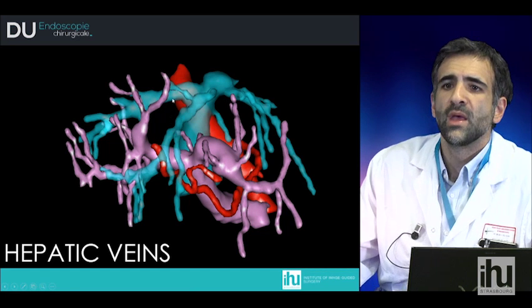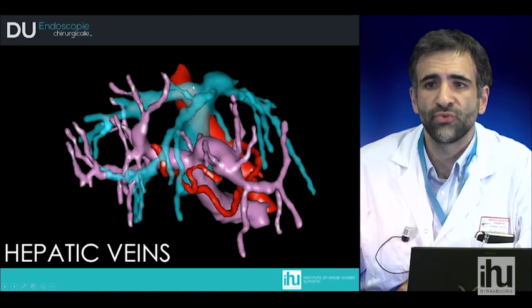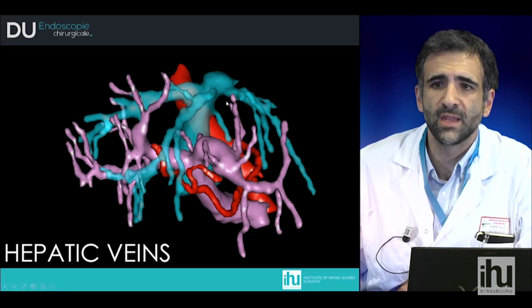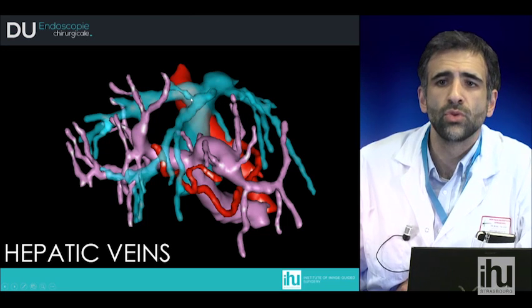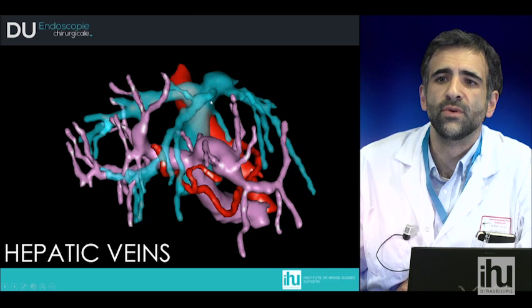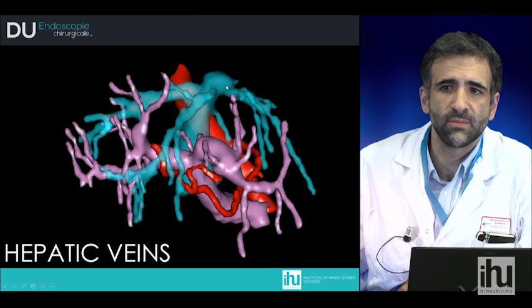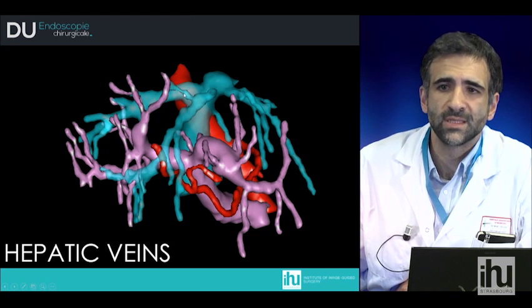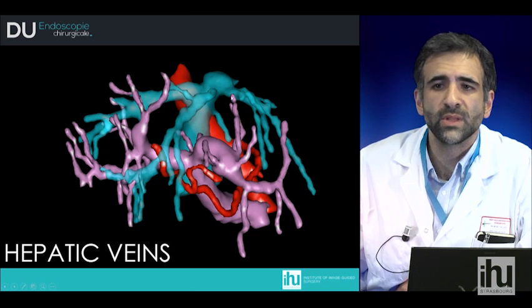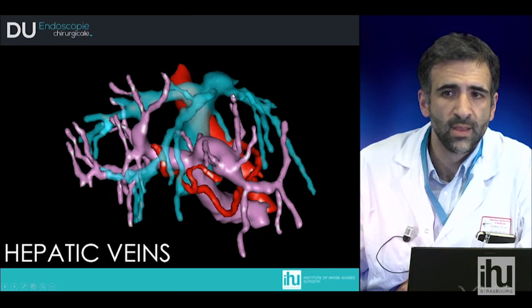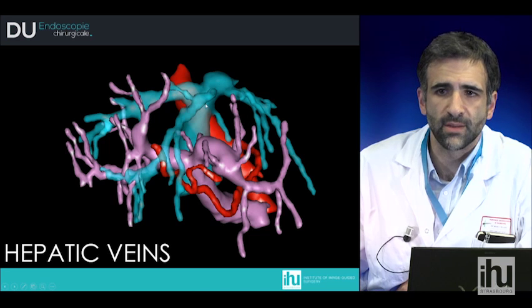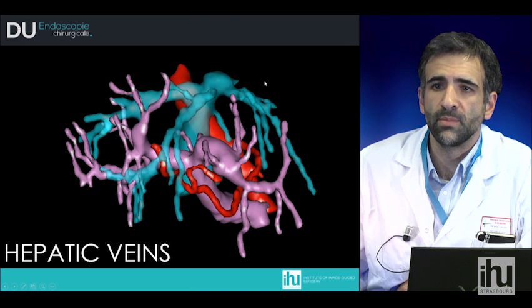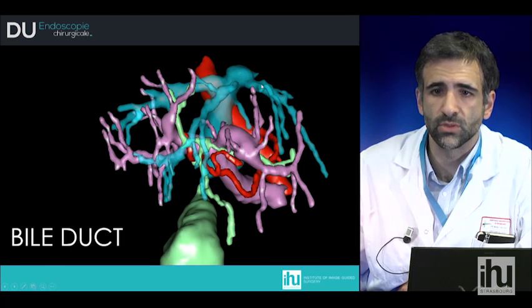Moreover, we can identify three hepatic veins: the left hepatic vein, the middle hepatic vein, and the right hepatic vein. The left and the middle hepatic veins come from the same trunk, which is called the common trunk of the vein, and the right hepatic vein is separate from them. We will see they are very important to divide the liver into different segments, and it will be useful during the hepatectomy to find the correct plane of dissection.